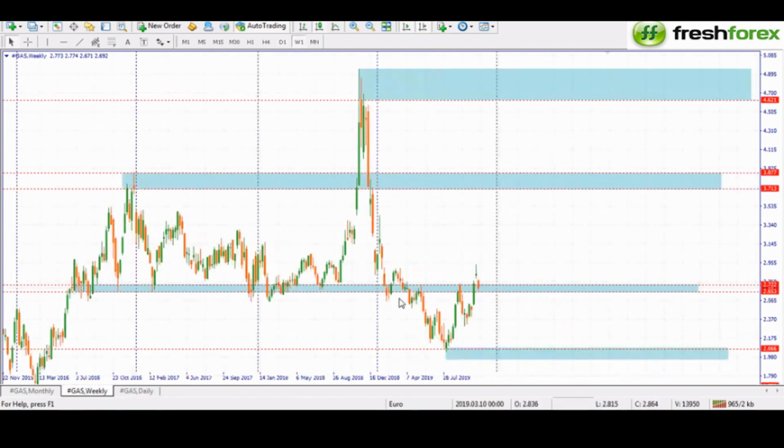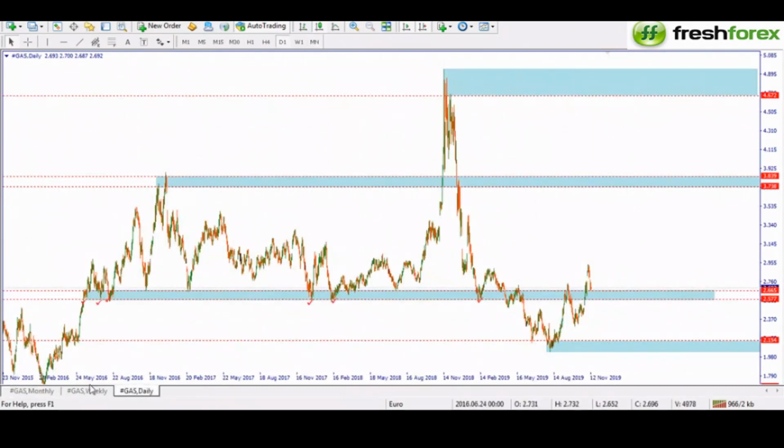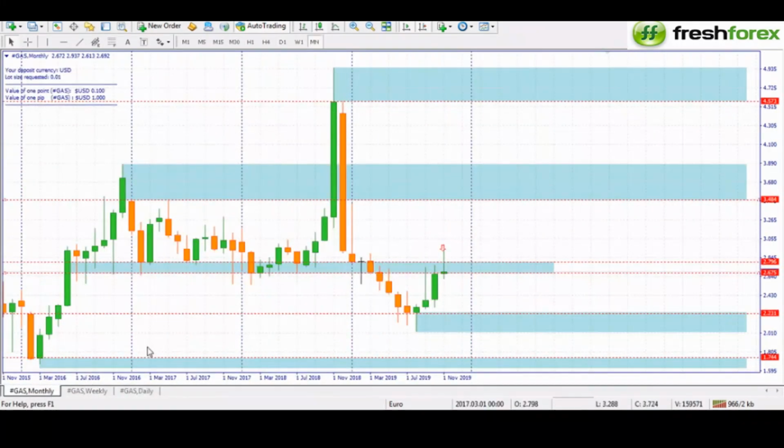On the weekly, the same thing, the price may still head to the upper side. On the monthly, we are looking for a sell. What does this mean? How do you now come up with what to do? Do you start buying because daily is a buy or weekly is a buy, or do you wait for monthly to give you a sell so that you can pick that sell?